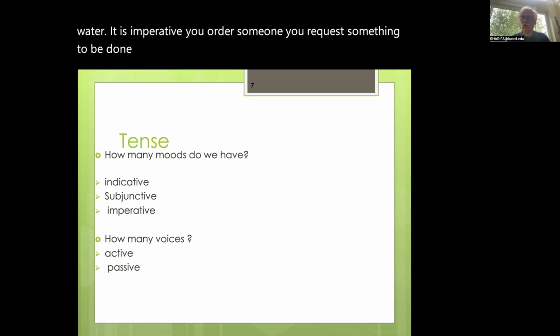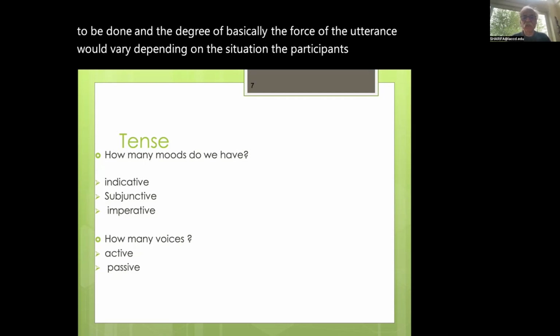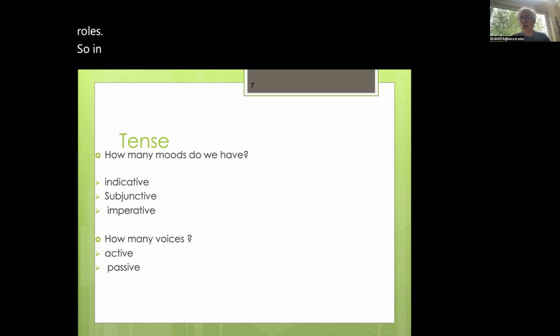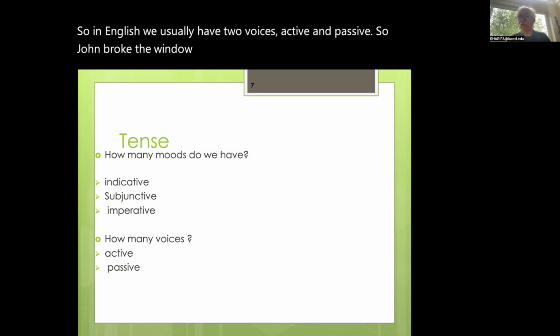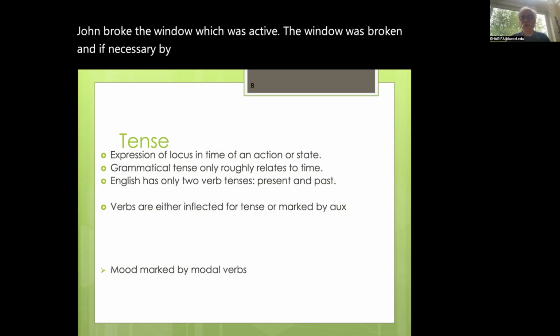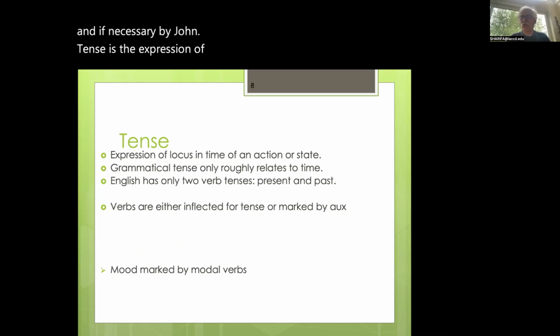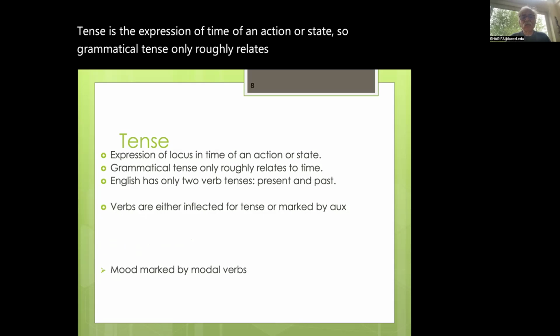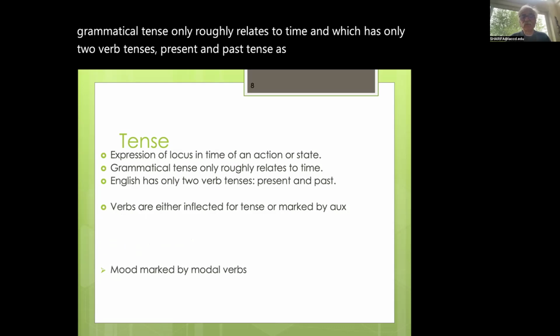And the degree of the force of the utterance would vary depending on the situation, the participants, and their roles. So in English, we usually have two voices, active and passive. So John broke the window, which is active. The window was broken, and if necessary, by John. So tense is the expression of time of an action or state. So grammatical tense only roughly relates to time. English has only two verb tenses, present and past tense, as it was mentioned.